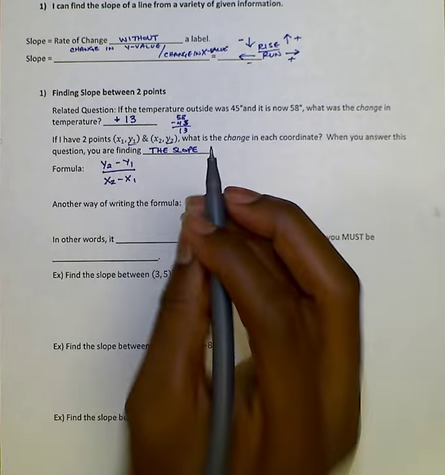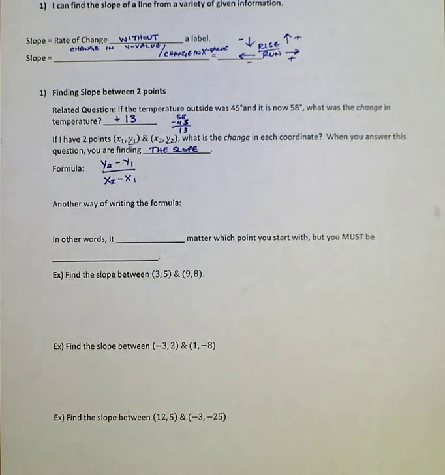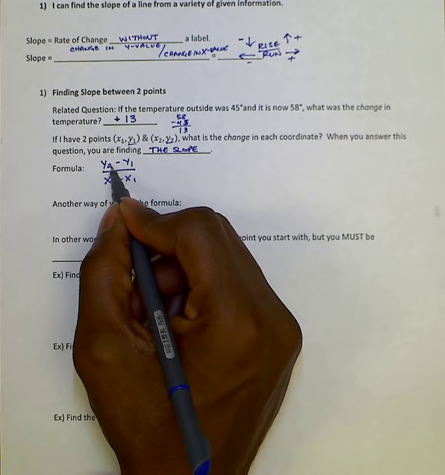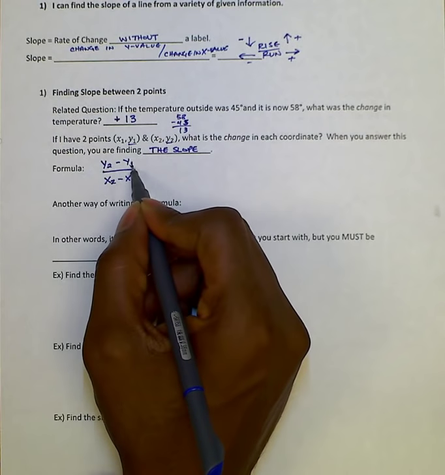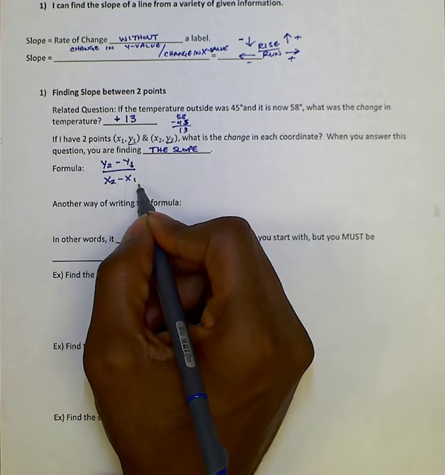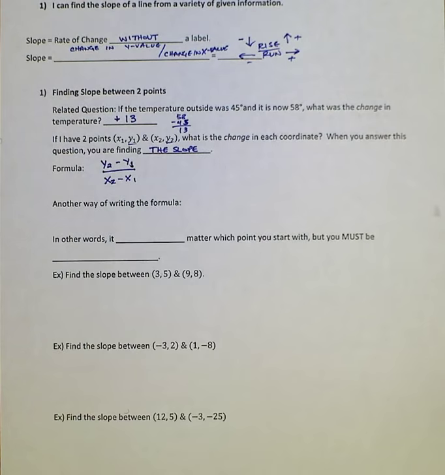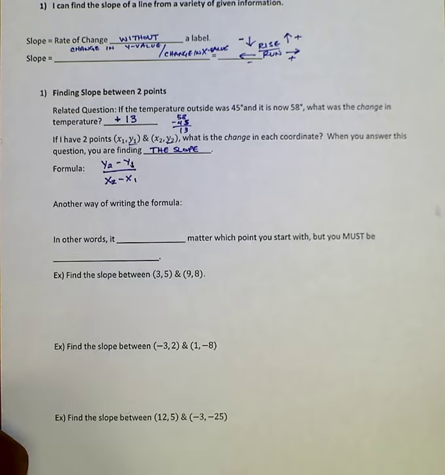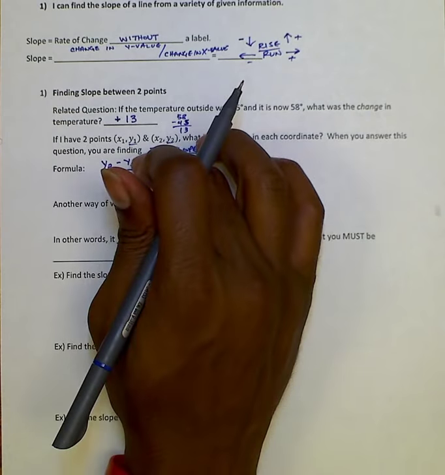Okay, please don't get these numbers, these subscripts, confused with exponents. This is just a way for us to name the coordinates. This is the y coordinate from the second point. This is the y coordinate from the first point. x coordinate from the second point minus the x coordinate from the first point. Okay? So this is our formula. We're going to find how much does the y change over how much does the x change.